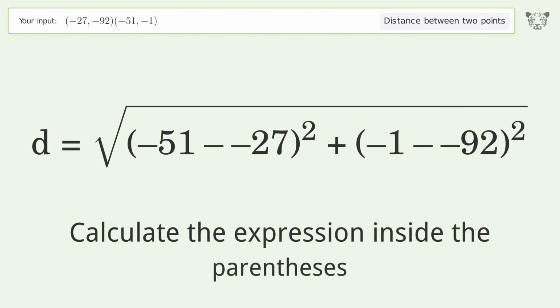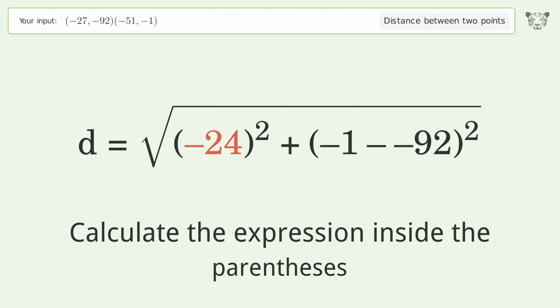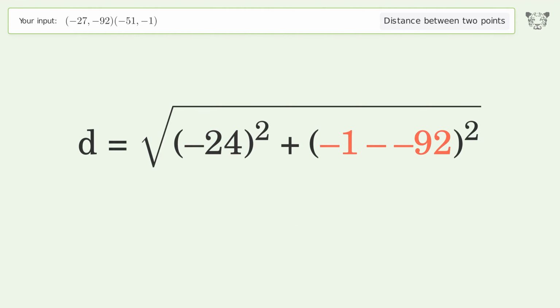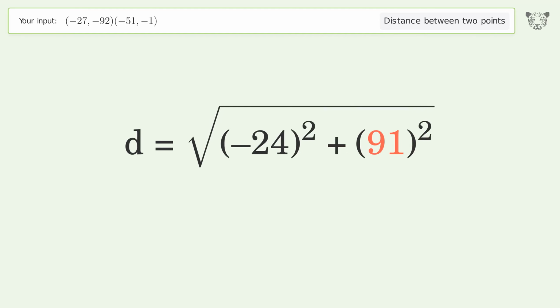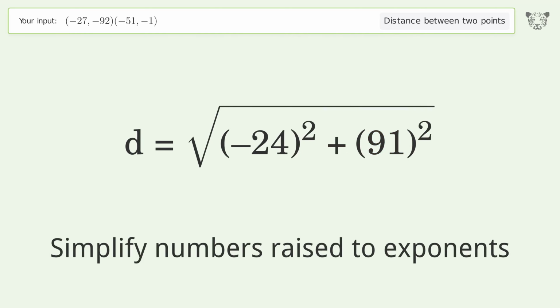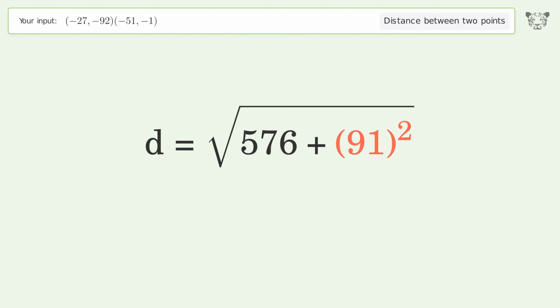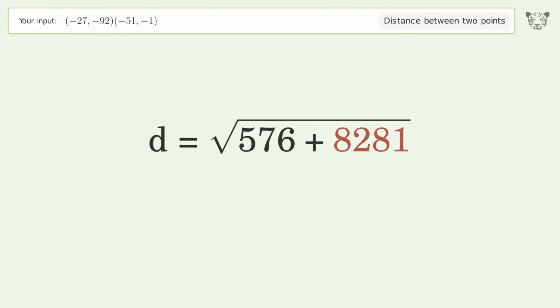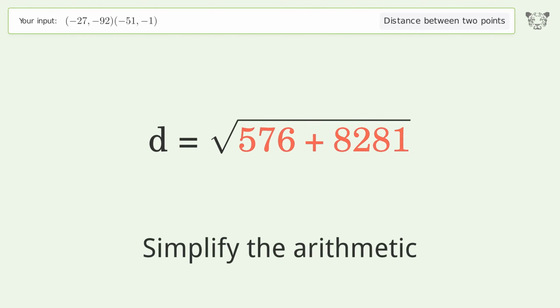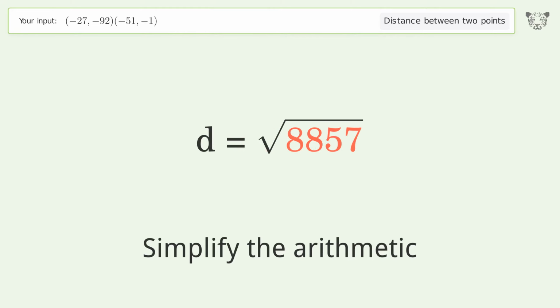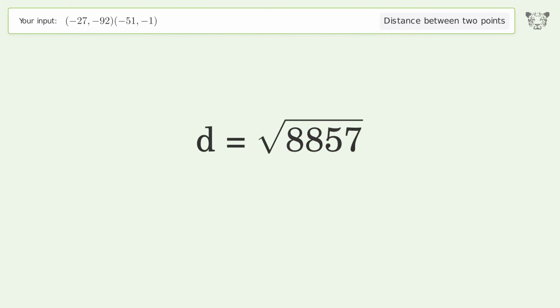Calculate the expression inside the parentheses. Simplify numbers raised to exponents. Simplify the arithmetic. And so the distance between the 2 points is the square root of 8,857 or 94.112.